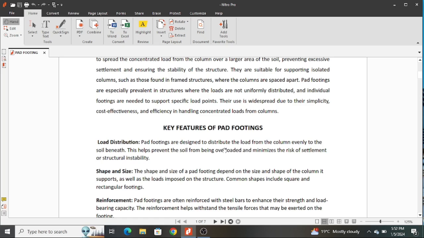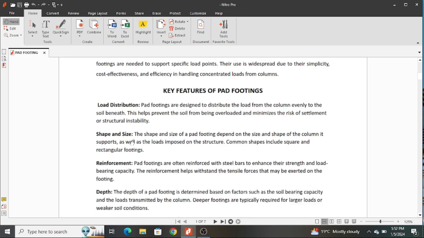These footings are actually designed to distribute loads from columns evenly to the soil beneath. This helps prevent soil from being overloaded and minimizes the risk of settlement or structural instability. And actually, that is the main function of footings, whether it is a strip or a pad footing. We also need to consider the shape and the size of our pad footing.